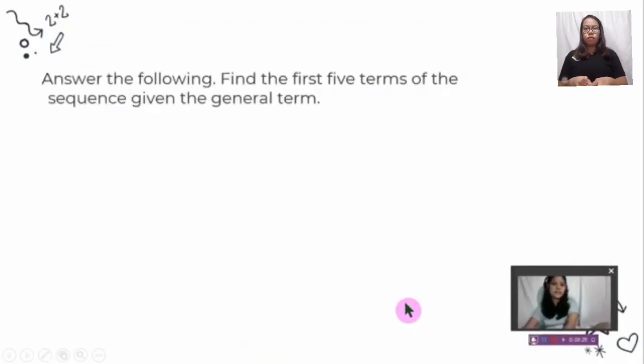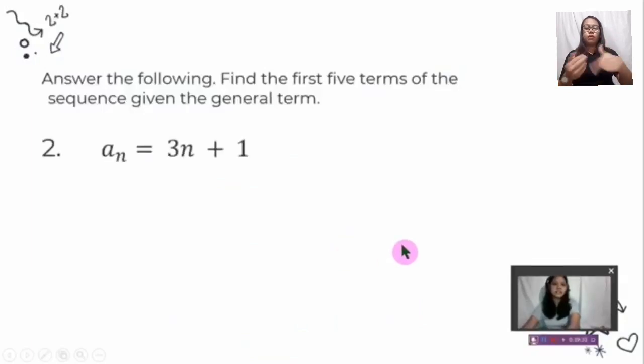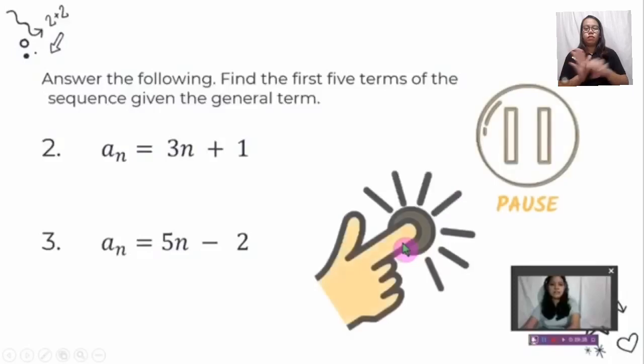Now answer the following. Find the first 5 terms of the sequence given the general term. We have here 2 examples. Please pause the video while you are answering and play again when you're done. Let us check.